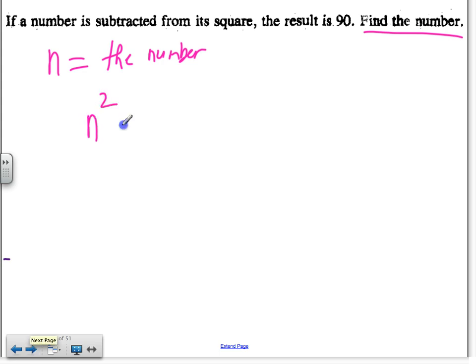And it says that the number is subtracted from its square. You see what I'm saying? A number is subtracted from its square. The result is what? 90. And there you have it, your equation. What do I do from here? Yeah, because we want to achieve the zero product property, ZPP, right? So we subtract the 90 from both sides, and this is what you see.